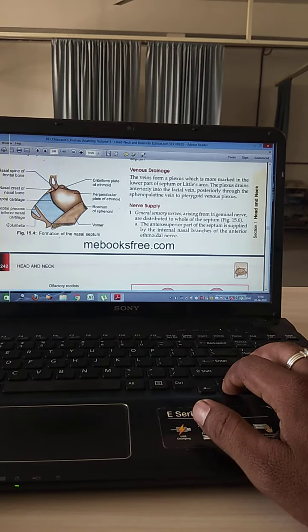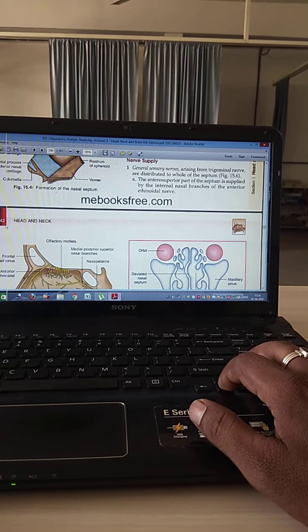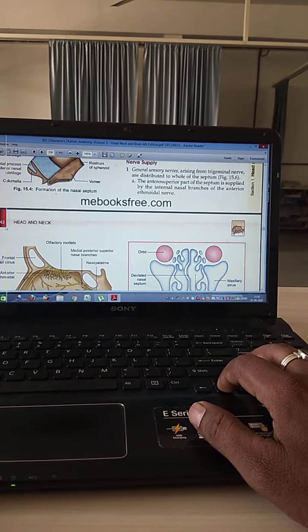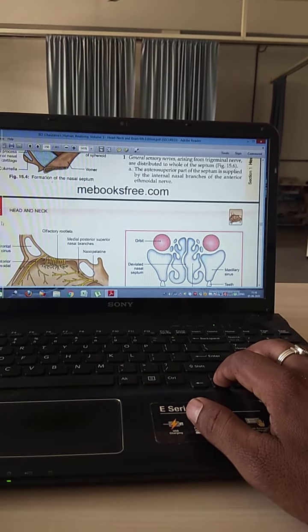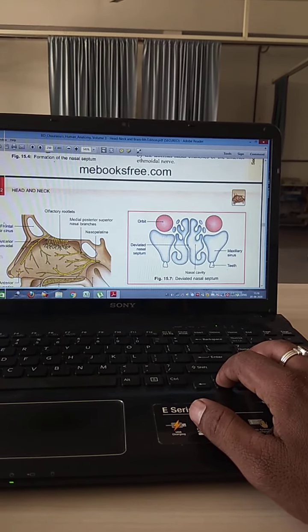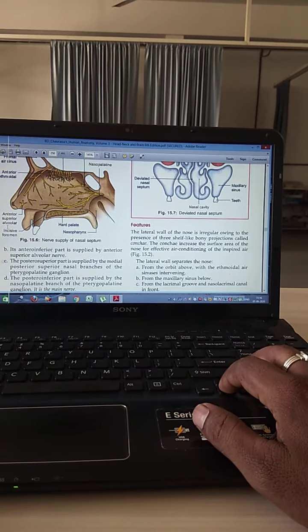Now here is the nerve supply. General sensory nerves arise from the trigeminal nerve and are distributed to the whole of the septum. The anterosuperior part of the septum is supplied by the anterior nasal branch of the anterior ethmoidal nerve. This is the figure of the nerve supply of the nasal septum.